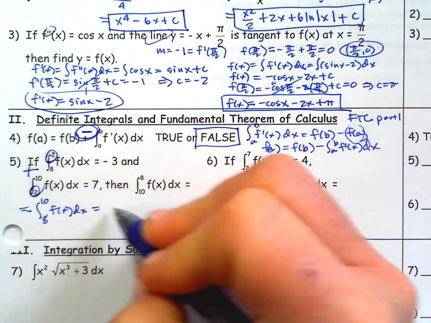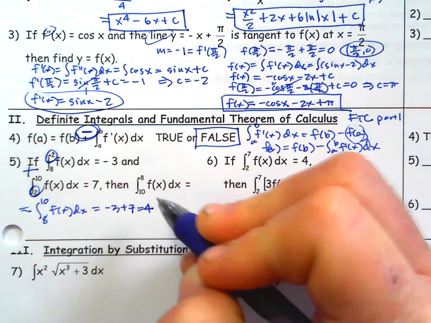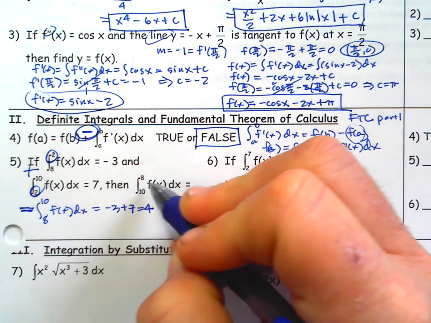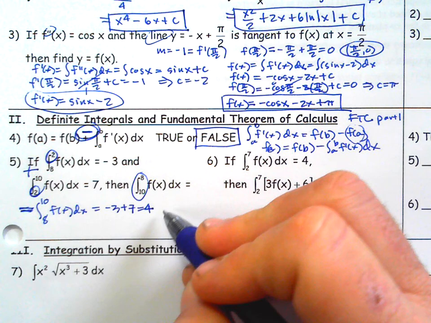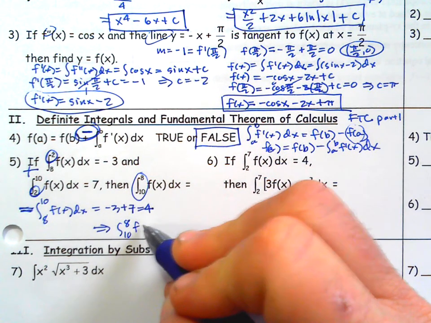So this is going to equal -3 plus 7 is 4. Now, be careful, because we want 10 to 8, which is the upside down version of this. So that means 10 to 8 is going to equal the same thing, but you got to change the sign.